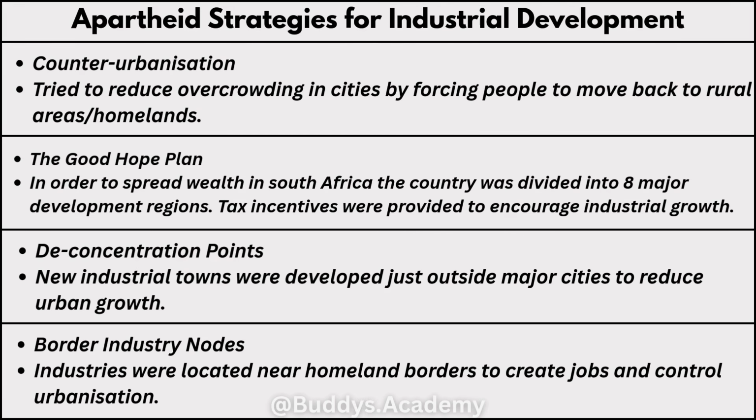So in terms of your apartheid strategies, the first strategy would be your counter-urbanization. So that basically tried to reduce overcrowding in cities by forcing people to move back to the rural areas or your homelands. The Good Hope Plan, now in order to spread wealth in South Africa, the country was divided into 8 major development regions. Tax incentives were provided to encourage industrial growth. We had your deconcentration points, so new industrial towns were developed just outside of major cities to reduce urban growth. And we had your border industry nodes, so industries were located near homeland borders to create jobs and control urbanization.